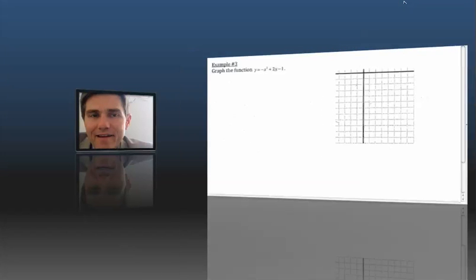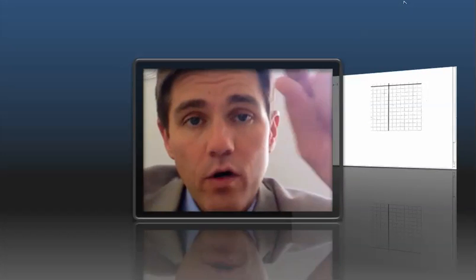Okay guys, example number says graph the function y equals negative x squared plus 2x minus 1. But now that quadratic term is negative. So we know that it's going to turn down and we're going to have a maximum value, just because wherever we look at the x squared term, if it has a negative in front of it, we know the parabola is going to turn down.